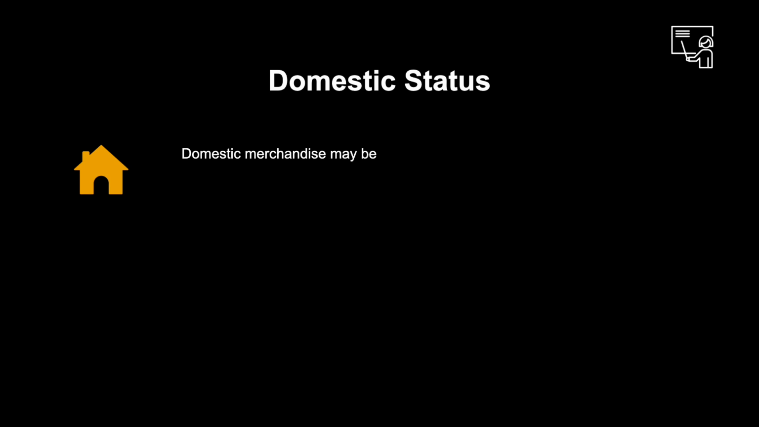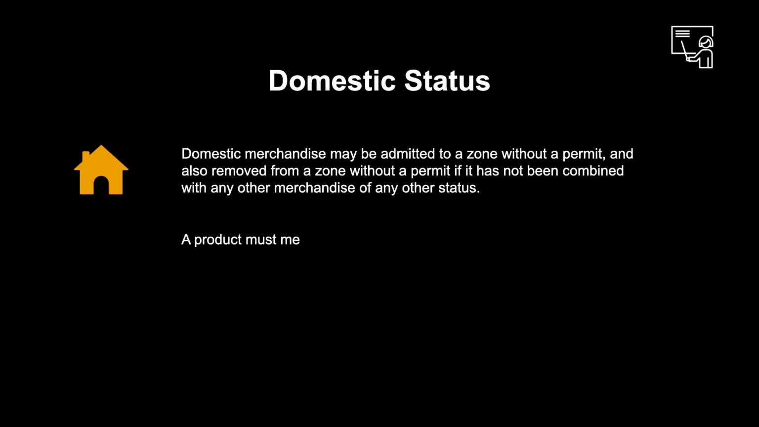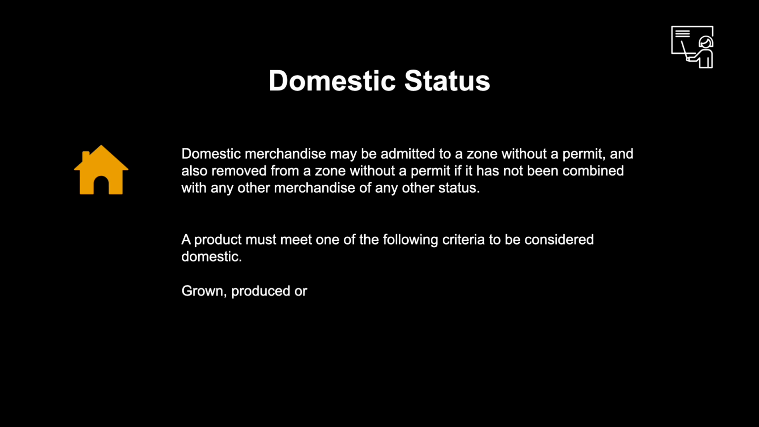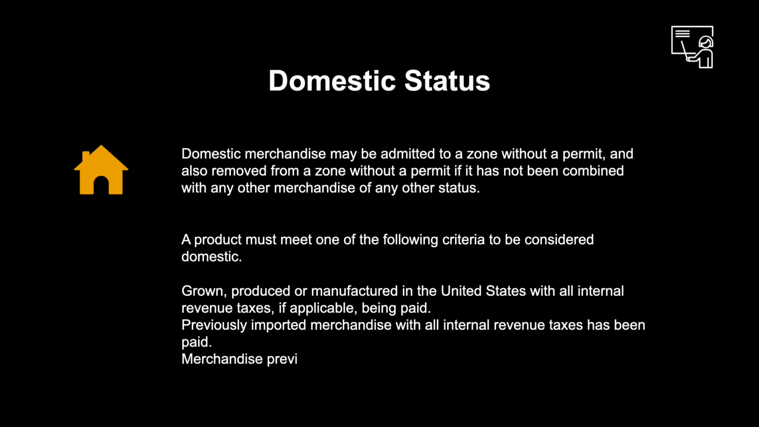Domestic merchandise may be admitted to a zone without a permit, and also removed from a zone without a permit if it has not been combined with any other merchandise of any other status. A product must meet one of the following criteria to be considered domestic: grown, produced or manufactured in the United States with all internal revenue taxes, if applicable, being paid. Previously imported merchandise with all internal revenue taxes paid. Merchandise previously admitted free of duty.